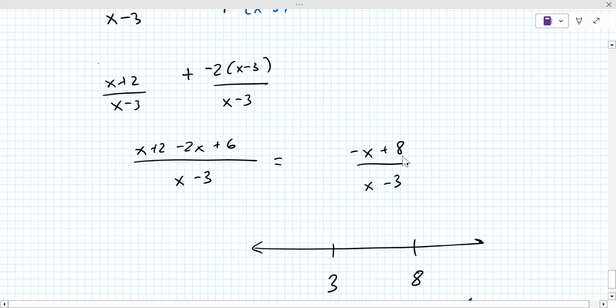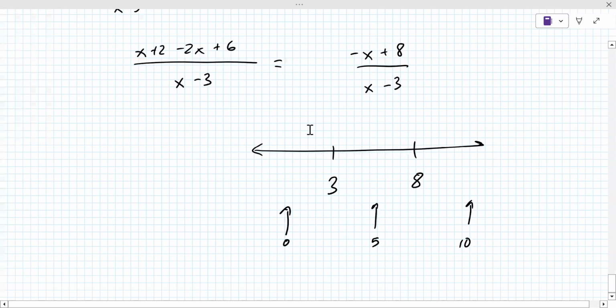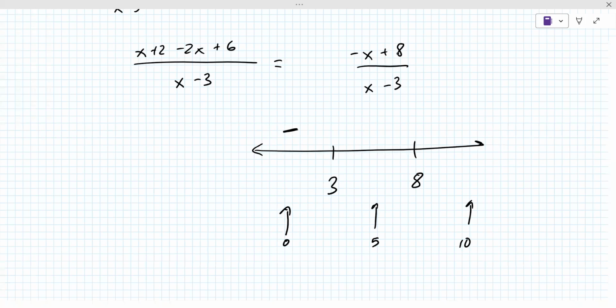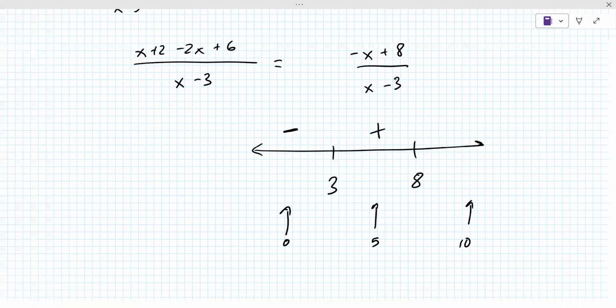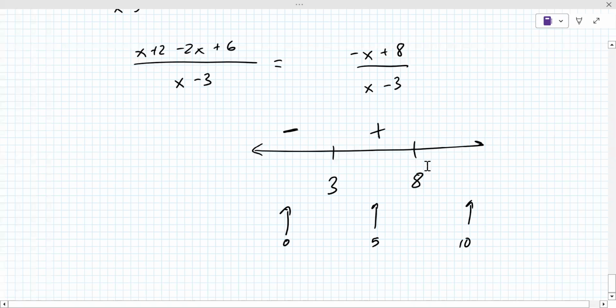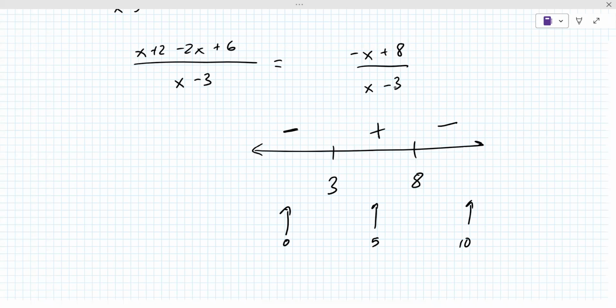Okay. All right, so now when we test these points, the first one, 0 plus 8 over 0 minus 3 is 8 over minus 3, which ends up being negative. The middle point here, minus 5 plus 8 is positive 3. 5 minus 3 is 2. So you have a positive over a positive, and that's positive. And then at 10, minus 10 plus 8 is negative 2. 10 minus 3 is a positive 7. So it ends up being negative here.